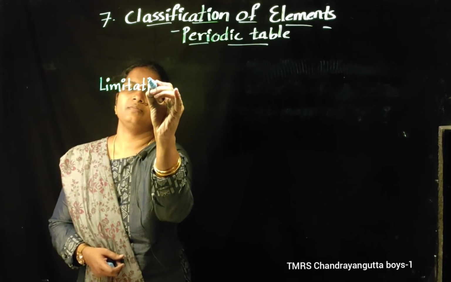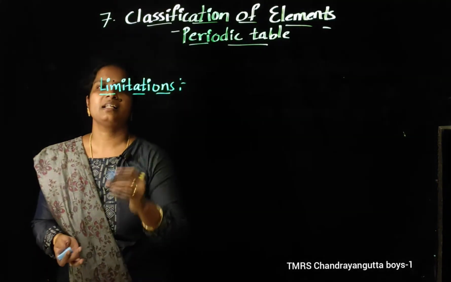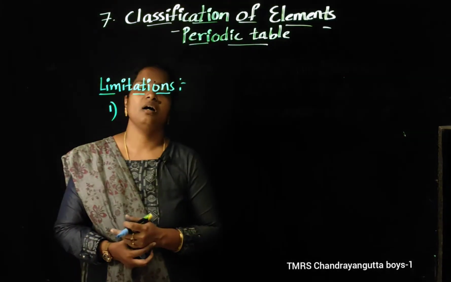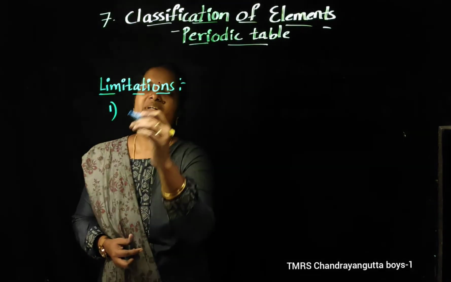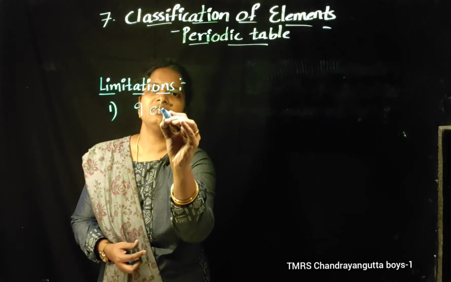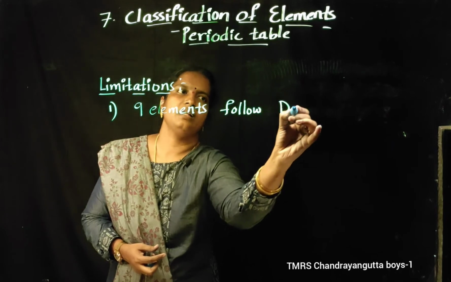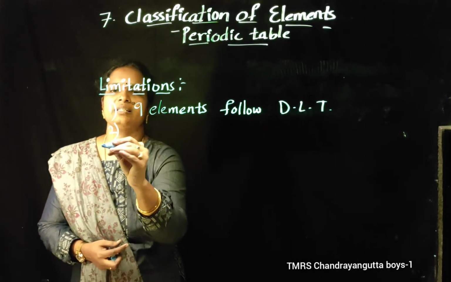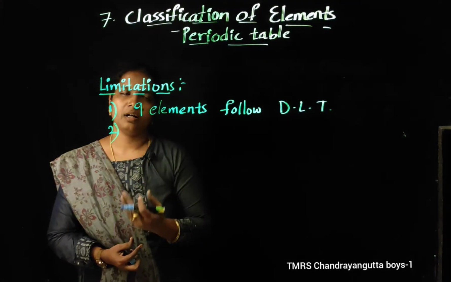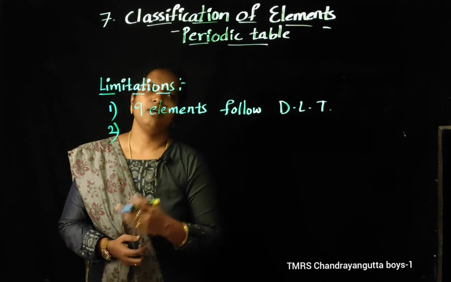Limitations means drawbacks, meaning why this law fails. First, not all elements follow Doberneir's law of triads. Only 9 elements follow it. Second, in the same family, if one element has a lower mass and another a higher mass, those elements also do not follow the law of triads.